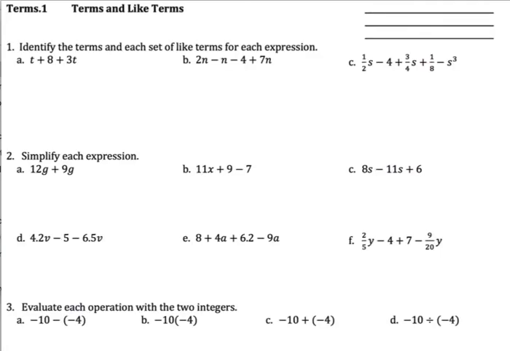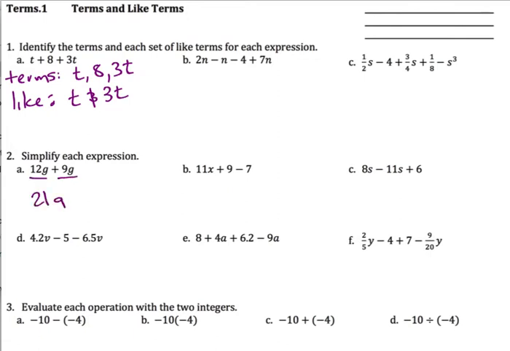The assignment, identify terms and like terms in each expression. So you'll want to identify the terms first. There are 3 terms here. They are t, 8, and 3t. The like terms here include t and 3t. On number 2, you're going to simplify the expressions. Find the like terms and add them. 12g and 9g, they're both g's, so we can add them and get 21g. Well, that one is pretty quick.